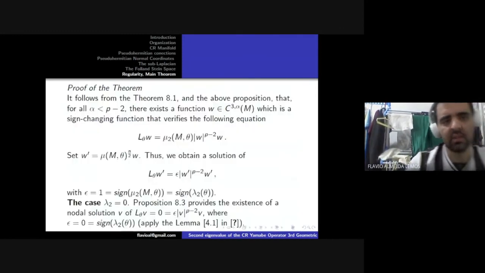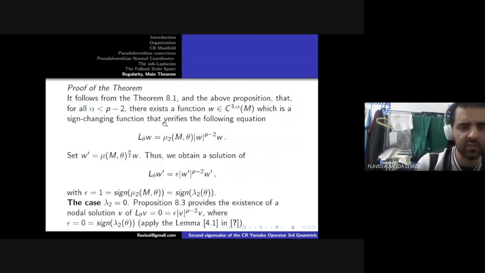All right. The proof follows the proposition above. We directly obtain a function, a sign-changing function that verifies the following equation. We change the function W by W plus this term. Putting this function here, we have this. And epsilon is a sign function. All right. Using that the sign function is invariant over the conformal class.